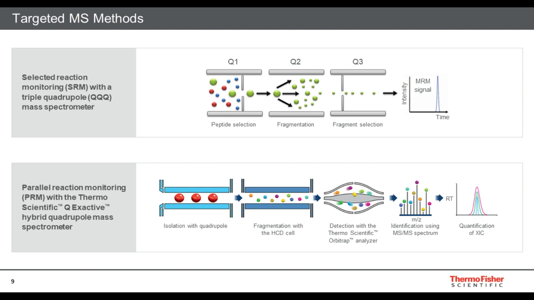In a PRM method, in the bottom panel, again using the three quadrupoles, the third quadrupole is replaced with the high resolution and accurate mass Orbitrap mass analyzer, which allows us to monitor all fragment ions that can be detected for each peptide. The advantage of monitoring all fragment ions is the ability to identify and exclude interfering fragment ions from the unknown samples during the data analysis steps, and that allows us to get much more accurate quantitations for each peptide.